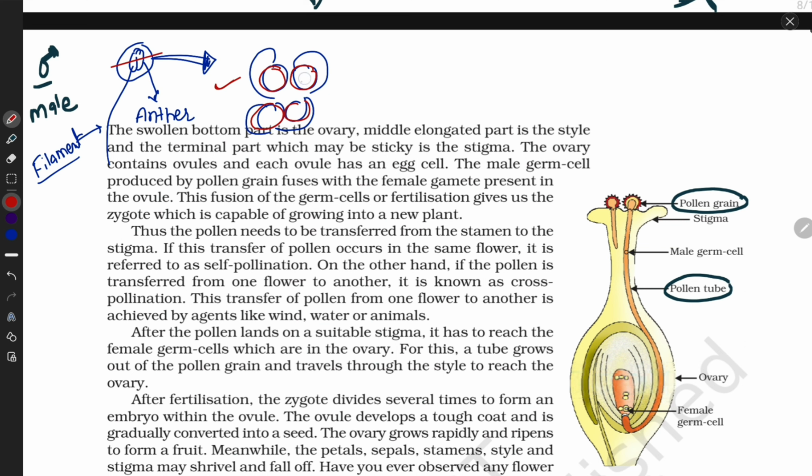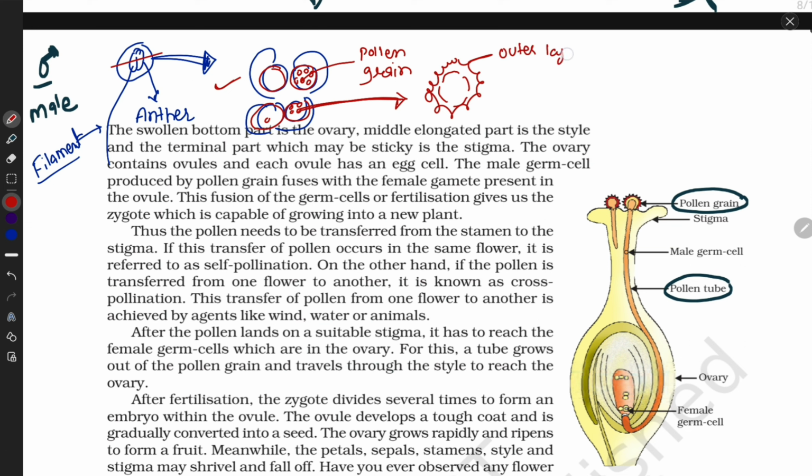This part produces what? Pollen grains. This small circular rigid structure. Can I zoom this part? How does it look? Look at here. This is the appearance. This outer layer is rigid to protect the surroundings.